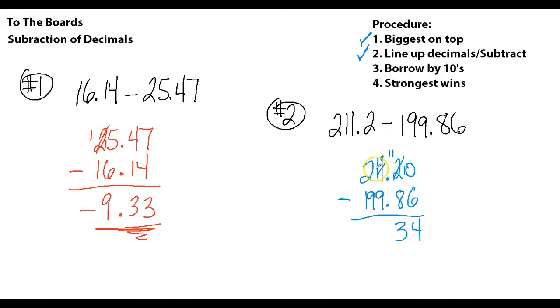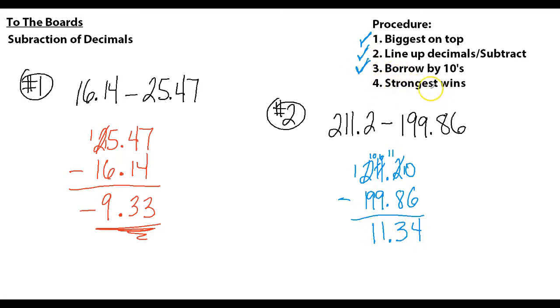0 minus 9, I can't do that, so I'm going to have to borrow here from that 1. I'm left with 10 minus 9, that's 1. 0 minus 9, can't do that either. I'm going to borrow here, making that 1. So I have 10 minus 9, that's 1. 1 minus 1, those are just gone. So I get 11.34 after I do all my borrowing.